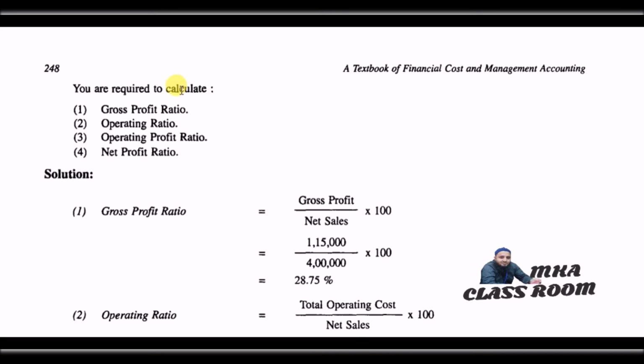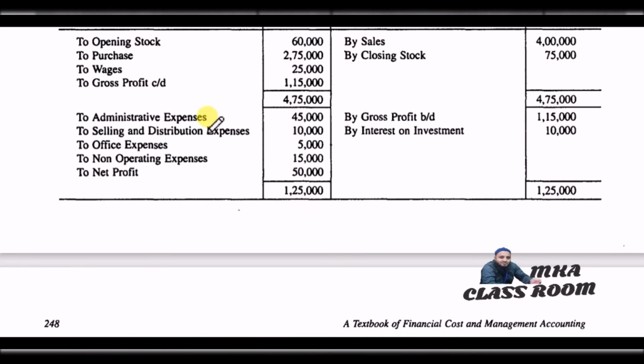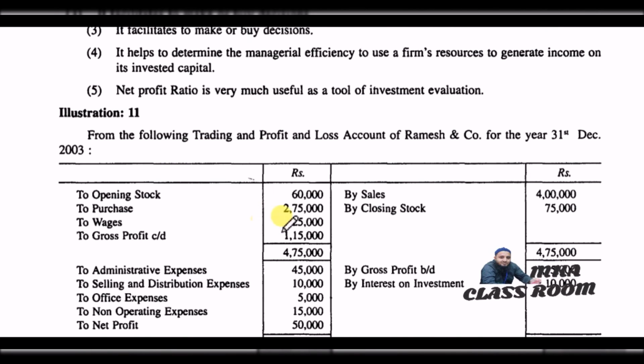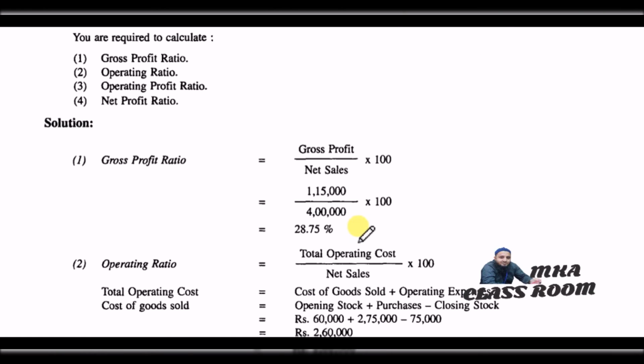So from here we will see the gross profit. Here are given the gross profit and net sales. Here is the sales, and here is the gross profit. If you take these two data from the profit and loss account, then you can easily calculate the gross profit ratio. After that, operating ratio is total operating cost divided by net sales. Here are the net sales, then the total operating cost.